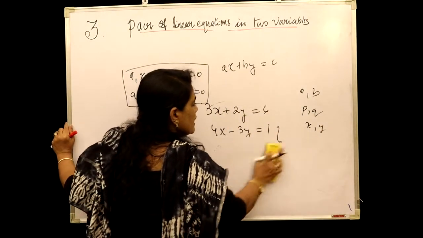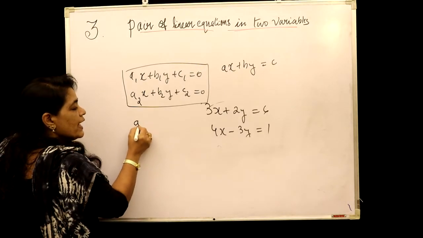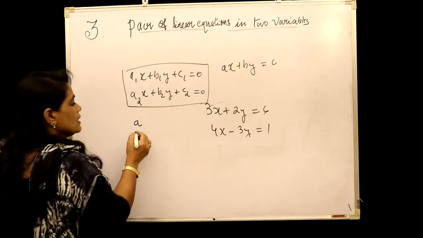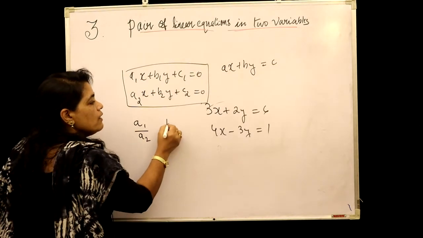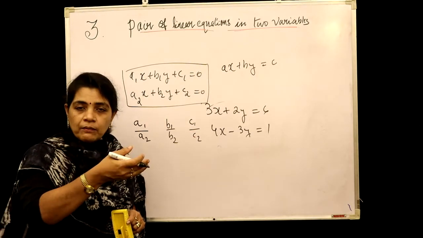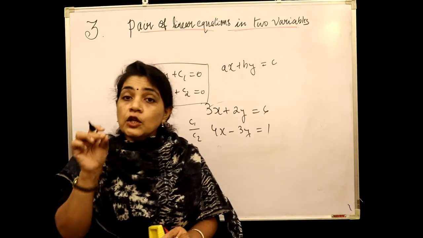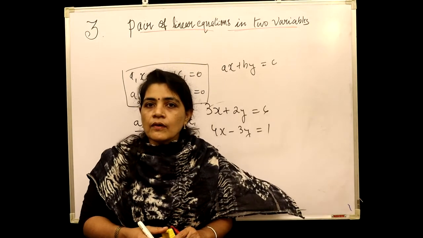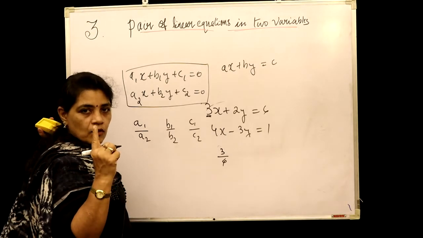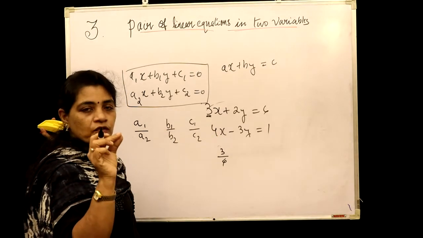Here, a1 is the coefficient of x in the first equation, that is 3. You take the ratio between a1 and a2, where a2 is the coefficient of x in the second equation. That is a1 by a2, b1 by b2 and c1 by c2. If a1 by a2 is not equal to b1 by b2, here a1 is 3 and in place of a2 comes 4, the coefficient of x in the second equation.